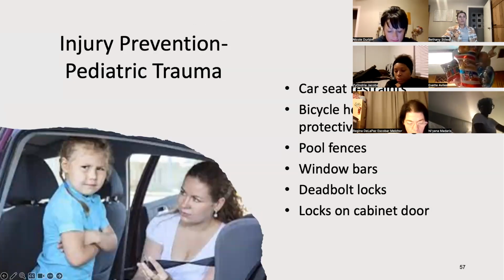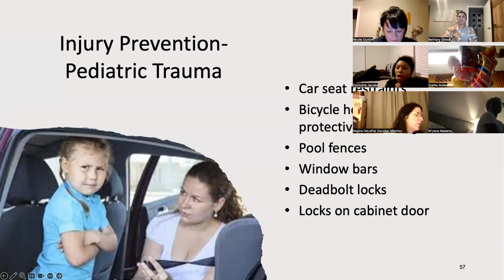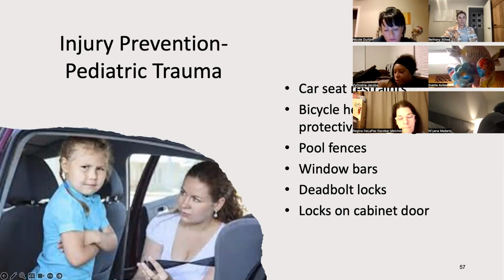Looking at pediatric trauma, there's a lot of injury prevention that we could do. So making sure that we're using our car seats appropriately, using our protective gear like helmets, having pool fences, window bars, door locks, locks on our cabinets as well.